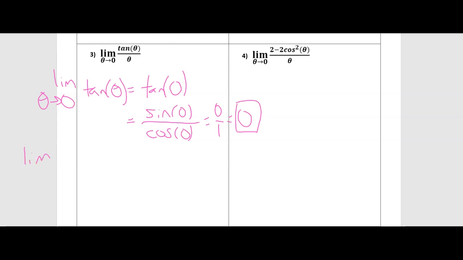Limit of our denominator, fortunately, is far less work. That's also going to be equal to 0. So we do get an indeterminate form, which means we're going to have to plug away at some sort of trig manipulation.